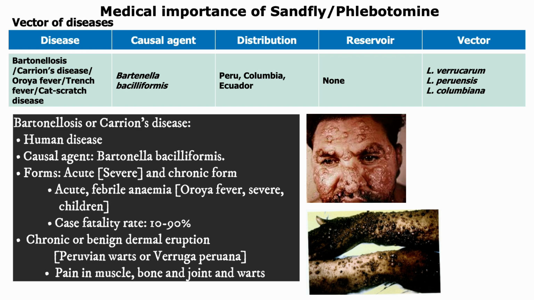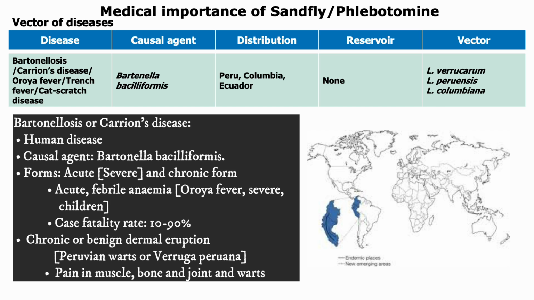The chronic or benign dermal eruption form of the disease occurs in previously exposed inhabitants and is called Peruvian warts or Verruga peruana. It is characterized by pain in muscle, bone, joints, and finally appearance of warts as skin lesions. The disease is mostly distributed in Andean valleys of Peru and in some areas of Ecuador and southern Colombia of South America.